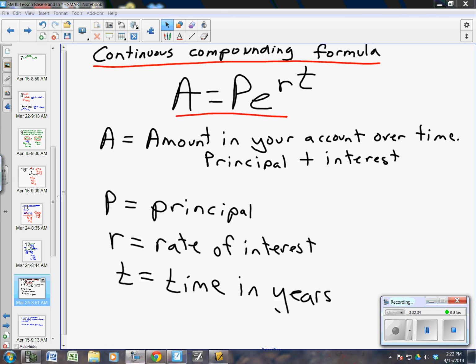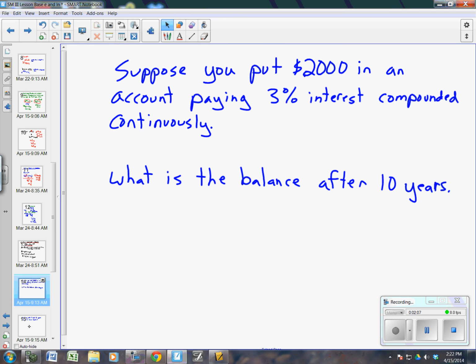Okay, here we go. Now, suppose you put $2,000 in an account paying 3% interest compounded continuously. So does that mean just like every cent? Okay. What is the balance after 10 years?